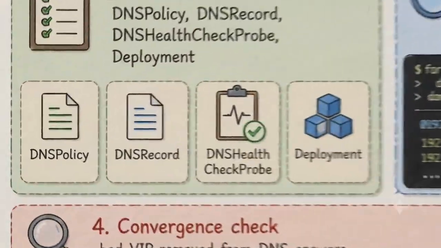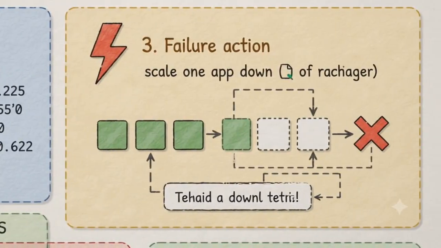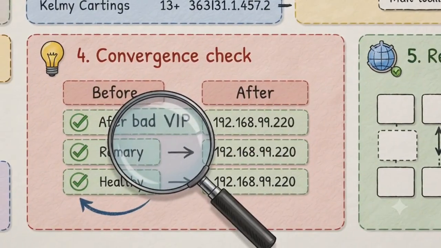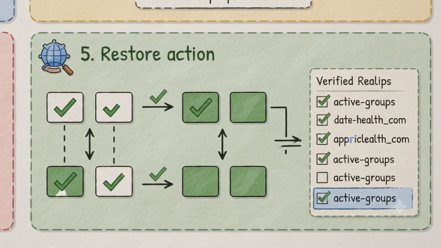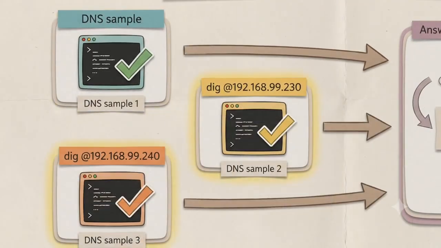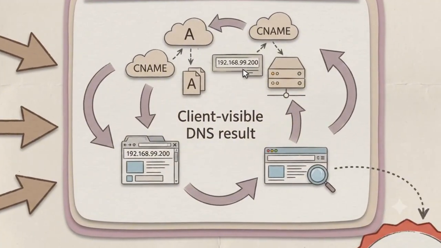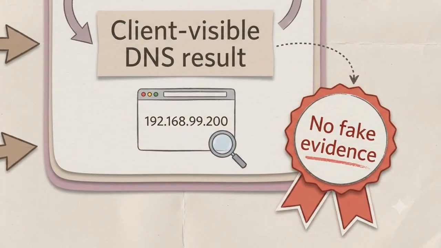We start by watching the desired state. Then, we check real DNS answers. Now, let's simulate a cluster failure. See how fast the system converges. Finally, everything returns to health. Repeated DNS sampling proves what clients would actually receive. This provides real data plane evidence, leaving no room for fake evidence.